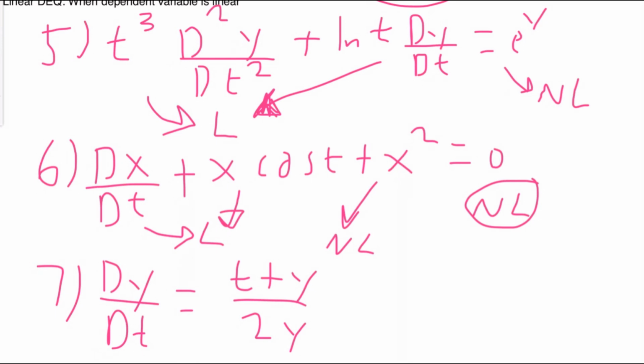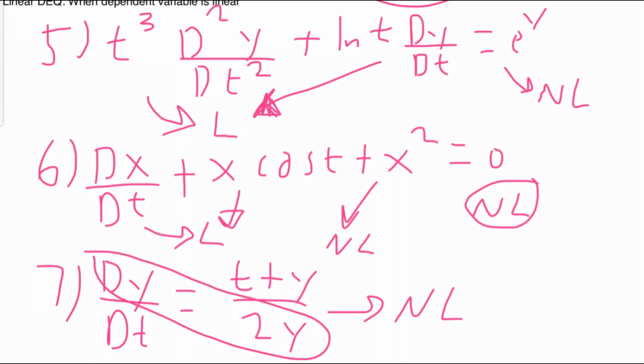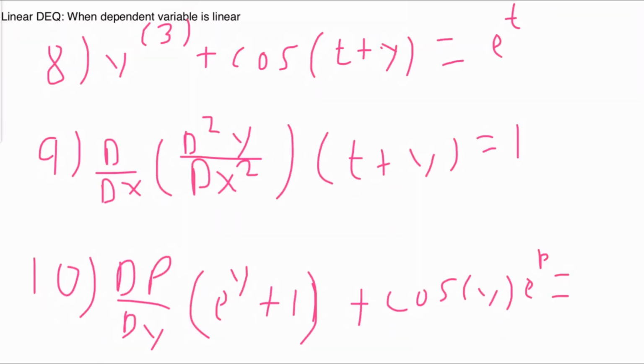And number 7, dy over dt is equal to t plus y over 2y. What do you think this equation is? This equation is nonlinear. That's because if you cross multiply, you have the dependent variable multiplied with itself, essentially making it nonlinear. Alright, I'm going to give a bunch of practice problems, so you could pause the video here and declare whether each one is linear or nonlinear, and also find out its order.